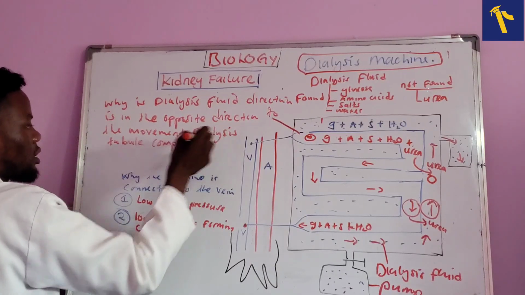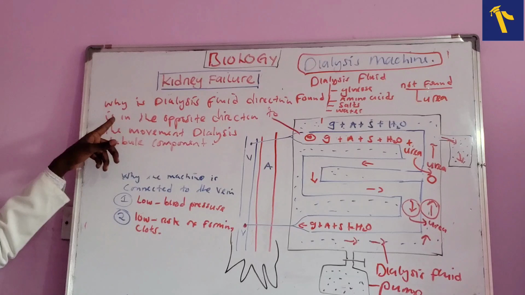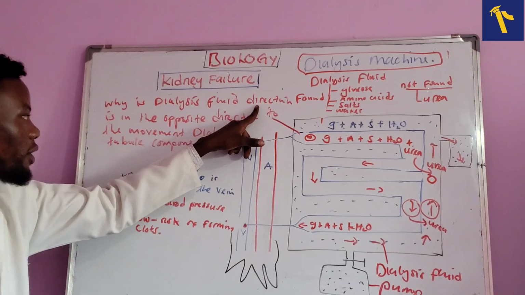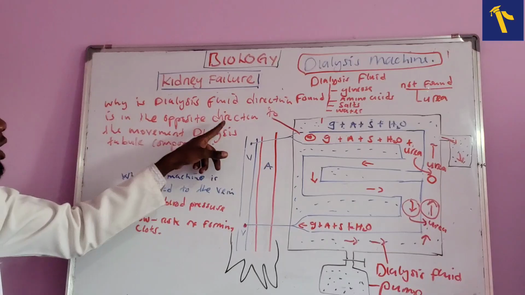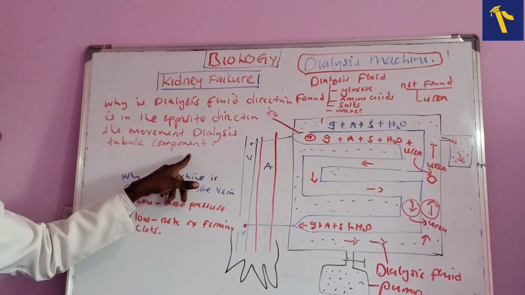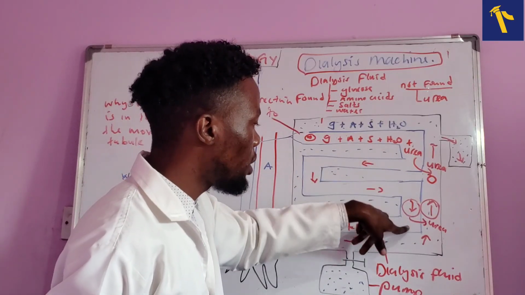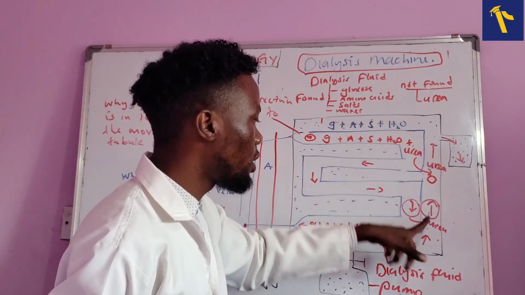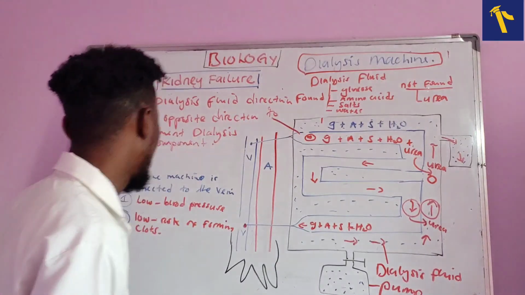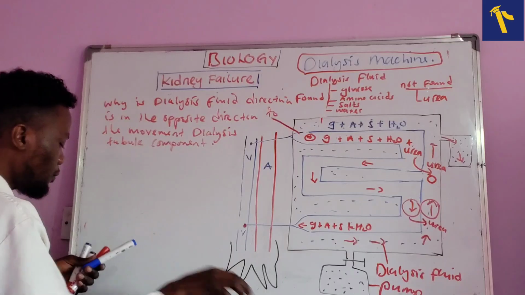So make sure that you pay attention to this. Again, let us understand this question. The question is, why is the dialysis fluid direction in the opposite direction to the movement of dialysis tube components? Okay, so this is the thing that I was talking about. The dialysis tube components are in the opposite direction to the movement of the dialysis fluid like that. Why is it like that? These are the answers for that.